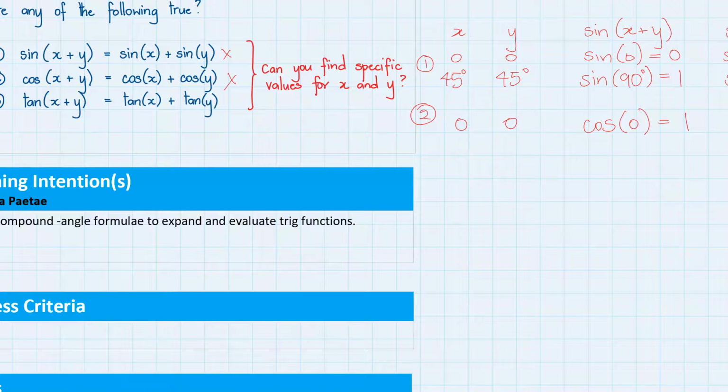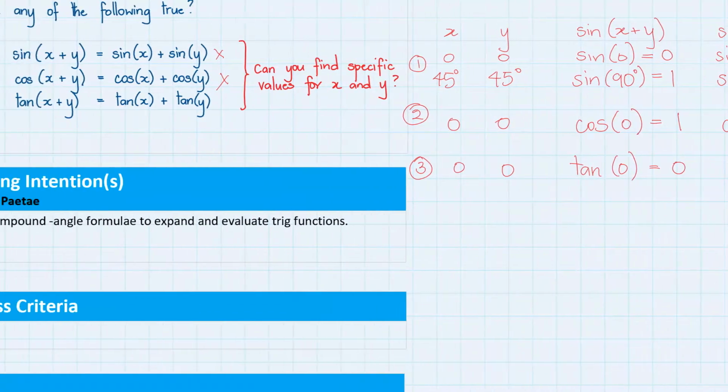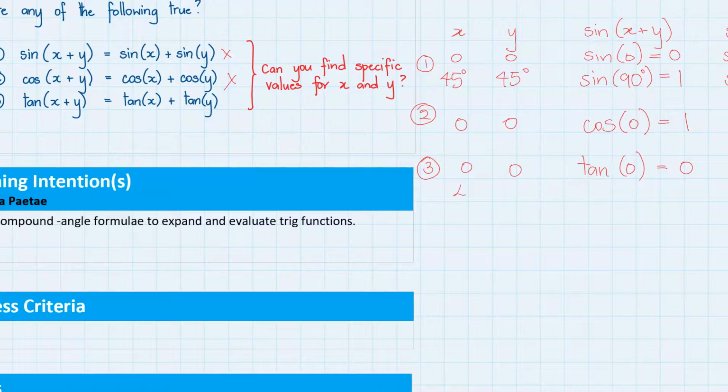And then the last one is with tangents. Let's see if we can disprove that last one with zeros as well. So 0, 0, and then we've got tangent of 0, which is equal to 0, and tangent of 0 plus tangent of 0, which is still 0. So that's true for that. What if we did the 45 degree stuff? So 45 degrees for x and y gives us tangent of 90 degrees.